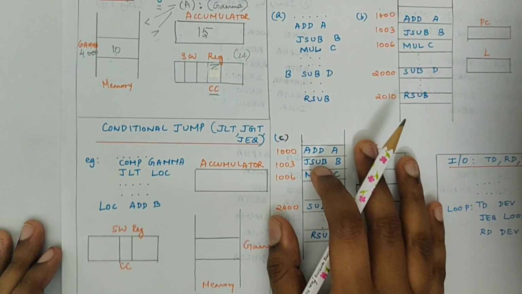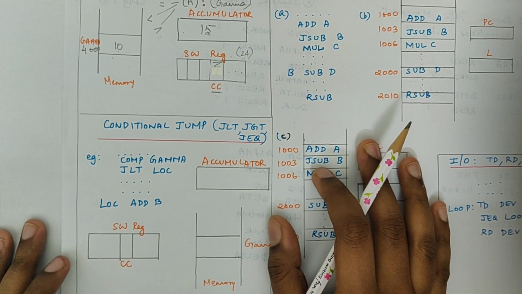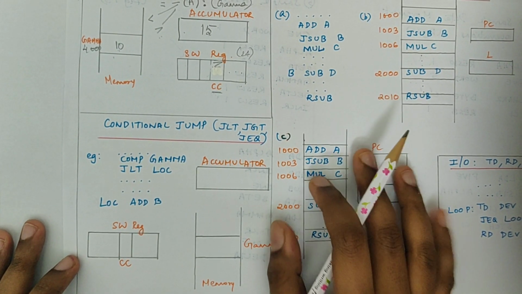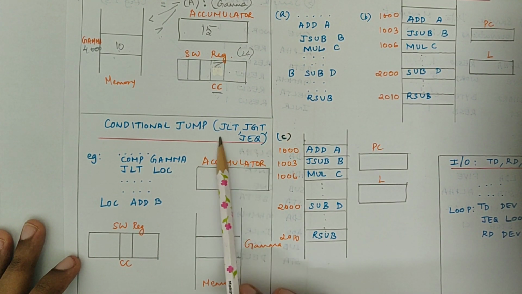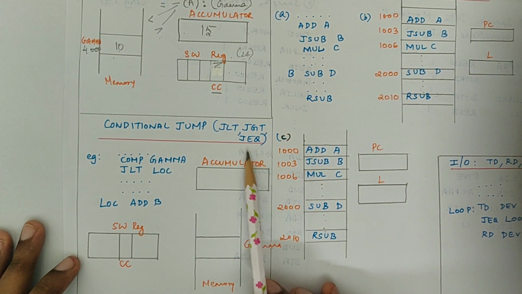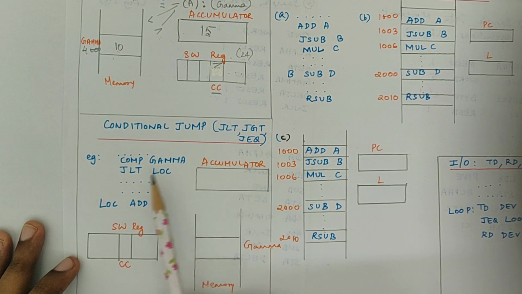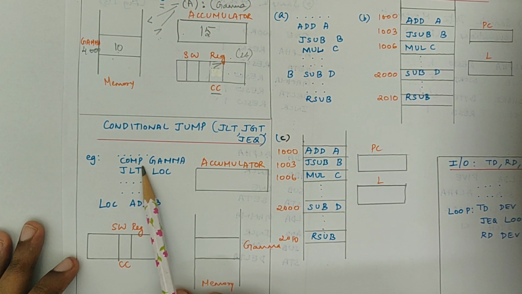Now let us look at the conditional jump instructions in SIC. There are three conditional jump instructions. You have JLT, that is jump on less than, JGT, jump on greater than, and JEQ, jump on equal to. These are used in combination with your COMP instruction.